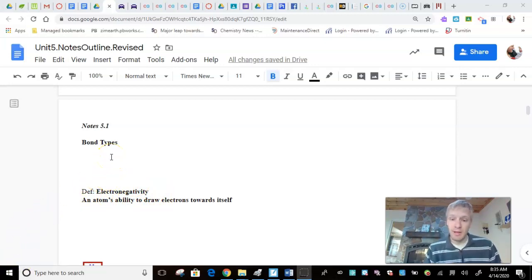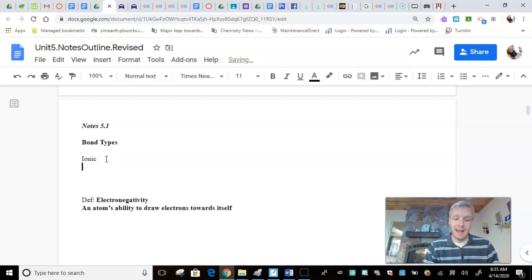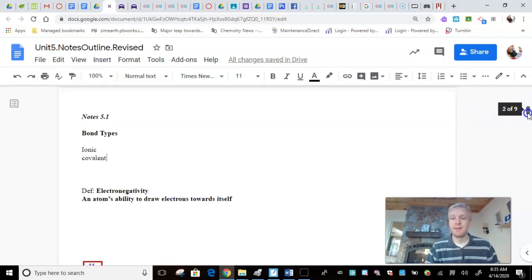There are multiple bond types we are going to be talking about in this unit. The two big ones, you've probably heard in middle school, are ionic bonds and covalent bonds. And as I said, ionic is the stealing of electrons, covalent is the sharing, based off of electronegativity differences.